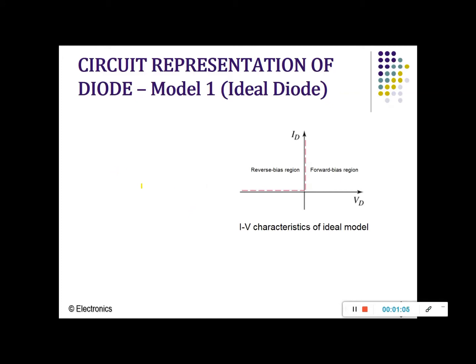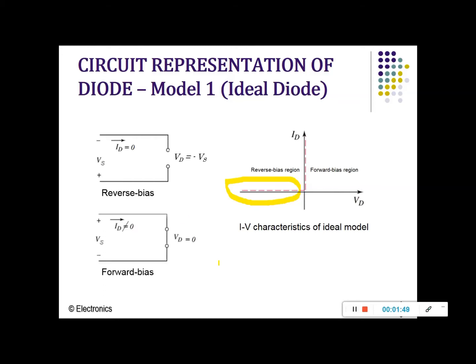The first model is the ideal case diode, where the diode becomes a short circuit when it is forward bias. When it is reverse bias, your diode will be open circuit and there is no current flow, because you can see in this region the diode current is 0. So the diode is open circuit during reverse bias. But during forward bias, when there is current, your diode will have a value of 0 volt. A voltage of 0 volt means a short circuit. That's why your diode becomes a short circuit when we use model 1.